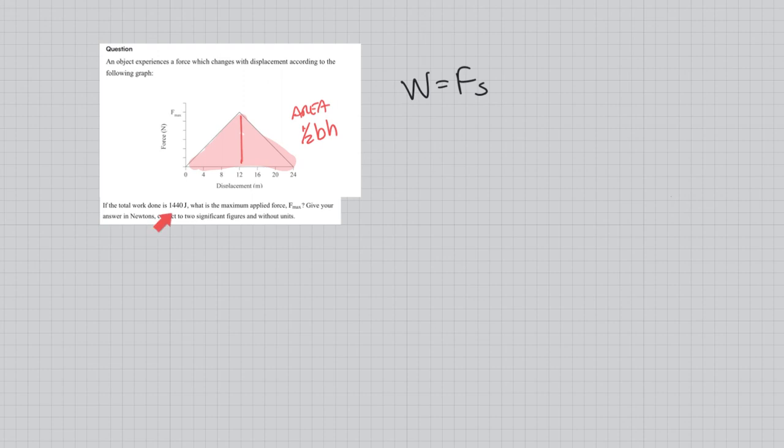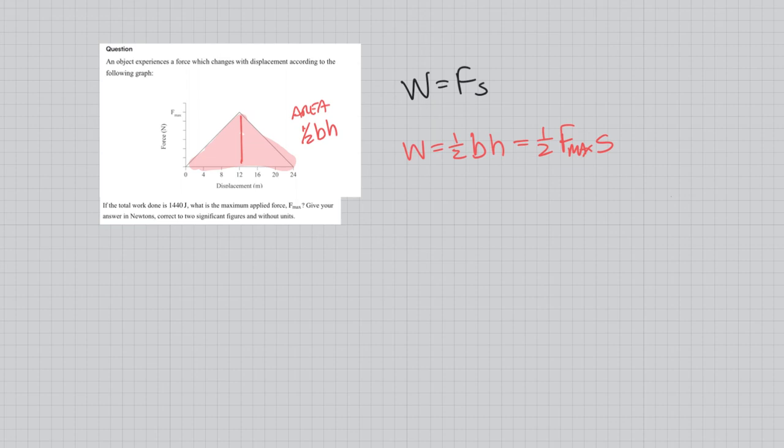So I can simply set these two concepts equal to each other. I know my work is 1,440, and I'm simply going to try to find this height, because we don't have a constant force. So the work done is going to equal 1/2 base times height, which would be 1/2 force max times my displacement. We have a force which varies with displacement.